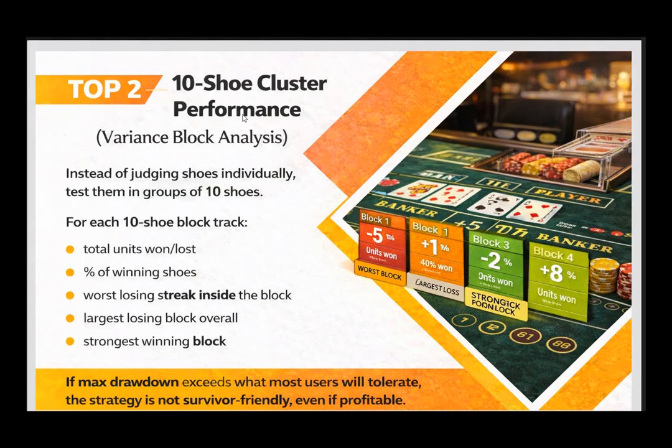10 shoe cluster performance. Okay, exactly. Instead of judging shoes individually, test them in groups of 10 shoes. By the way, this information all came from AI. However, I actually gave it the information. Words like variance and block analysis, that's AI stuff. But these top 3 reasons are the reasons that I gave them.